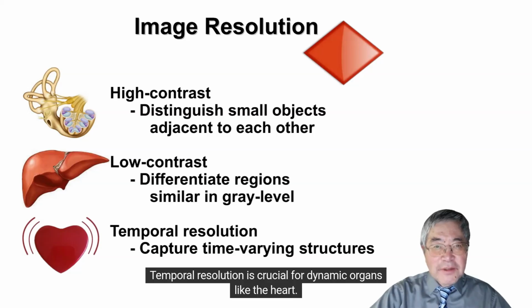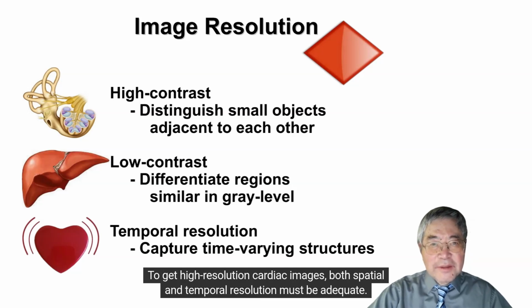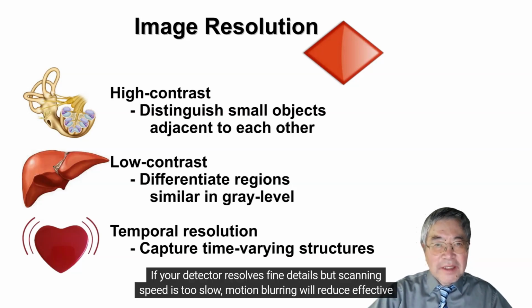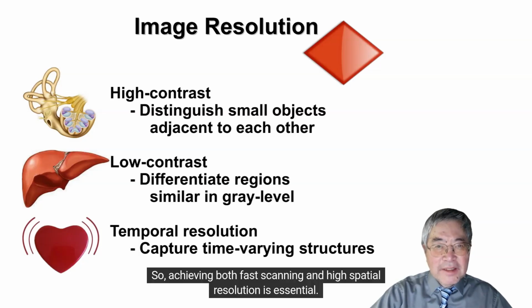Temporal resolution is crucial for dynamic organs like the heart. To get high-resolution cardiac images, both spatial and temporal resolution must be adequate. If your detector resolves fine details but scanning speed is too slow, motion blurring will reduce effective spatial resolution. So, achieving both fast scanning and high spatial resolution is essential.